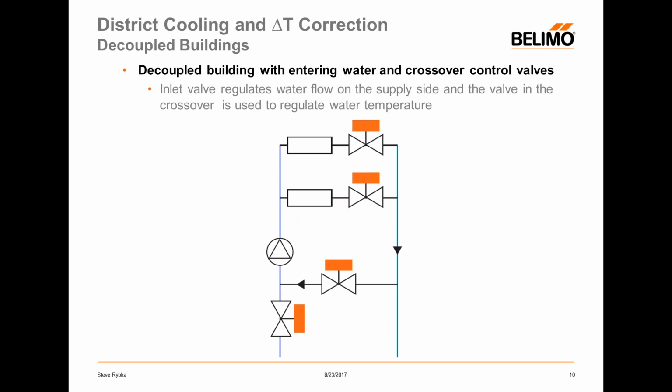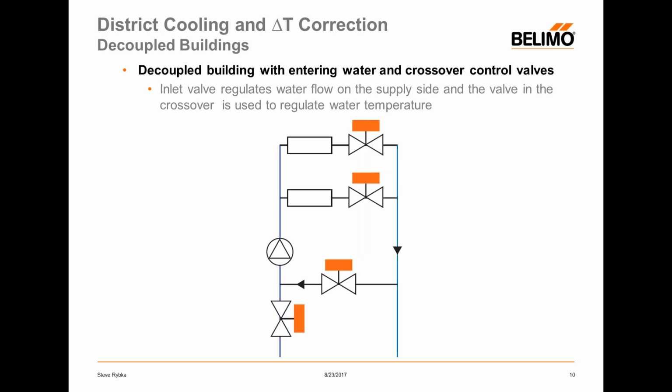Then we come to the decoupled buildings. Here what we're looking at is a decoupled building with an entering water and a crossover control valve. So we can regulate flow with the entering water valve, and we regulate temperature in the crossover valve to make sure that we don't send water back at or above or below our design delta T contracted number.